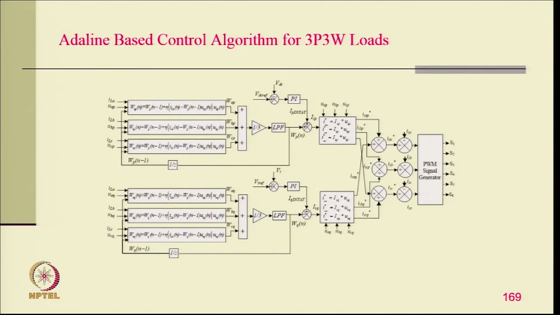And along similar lines for 3 phase 3 wire loads, of course, the Adaline based algorithm is used again for extraction of the fundamental component for all 3 phases, the reactive component, and then voltage control. So, we get the reactive component and active component, multiplied by the phase template and quadrature template, we get the 2 components, and that gives the total net generator current. Then we have the feedback current, and we use this to generate the gating signals for the voltage source converter used in this system.